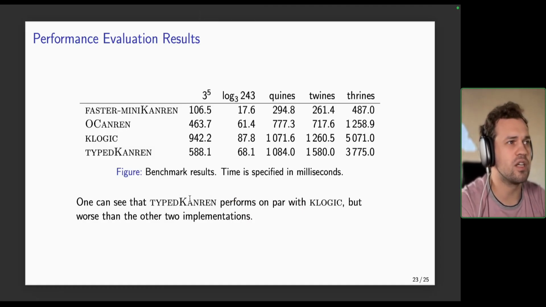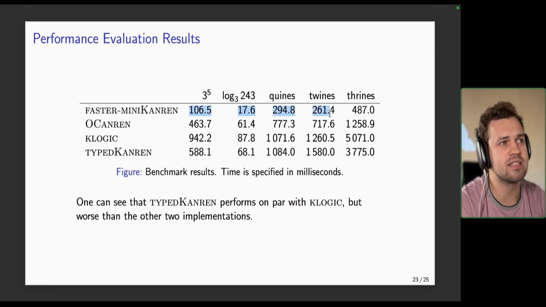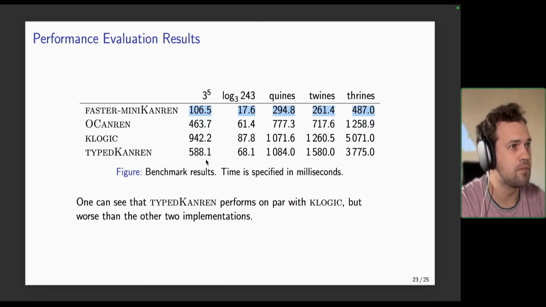And the results are as follows. The fastest implementation remains to be the faster miniKanren, the Racket one. The other ones are significantly behind. Our implementation fares more or less against K-logic, and it's slightly slower than OCanren, at least on these examples. But you can see that, for example, for Thrines, our implementation degrades much faster than we would love it to.